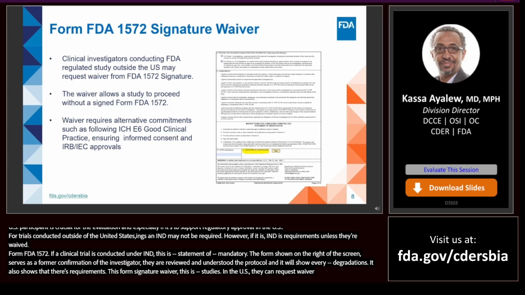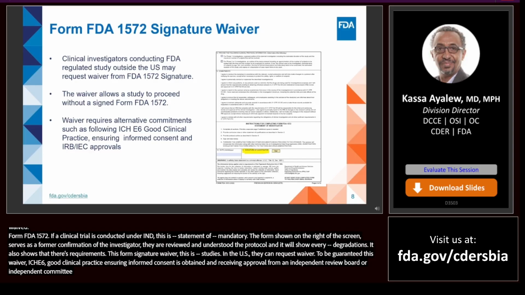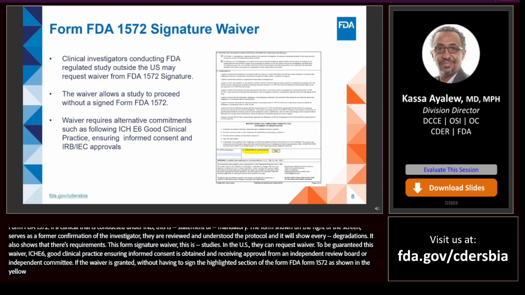To be granted this waiver, investigators must agree to alternative commitments, including adherence to ICH E6 good clinical practice, ensuring informed consent is obtained from trial participants, and receiving approval from an independent review board or independent ethics committee. If the waiver is granted, foreign investigators can proceed with their IND studies without having to sign the highlighted section of the Form FDA 1572, as shown in yellow on the right side of the screen.